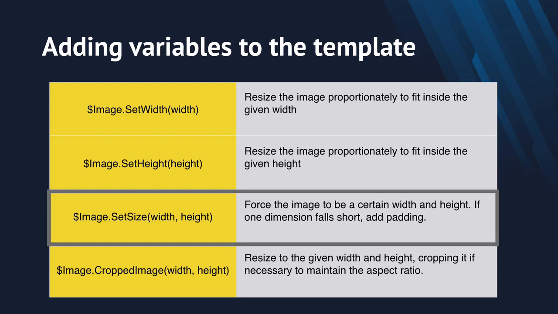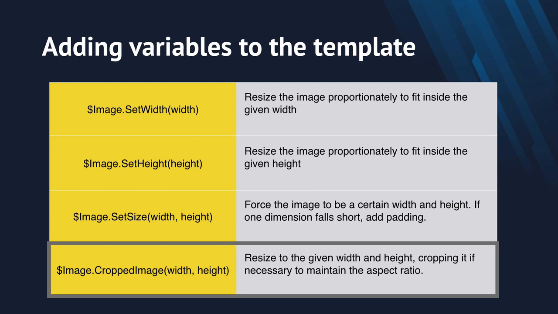SetSize will force it to be a certain size and add padding if necessary. So if one dimension comes in a little short of what you want, it'll just add some black space or white space. CroppedImage is a really good one because it will resize it as best it can to the width and height you want, and whatever doesn't fit, it will crop from the center.